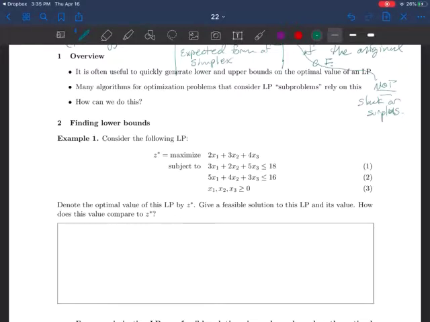We find that we're going to want upper and lower bounds on the optimal value of a linear program. Why do we want that? Well, a lot of times when you're doing an algorithm, you want to know an estimate of what's going to happen. And so this gives us that. So algorithms that consider linear programs as a sub-problem rely on the upper and lower bounds. And we want to know how we do this.